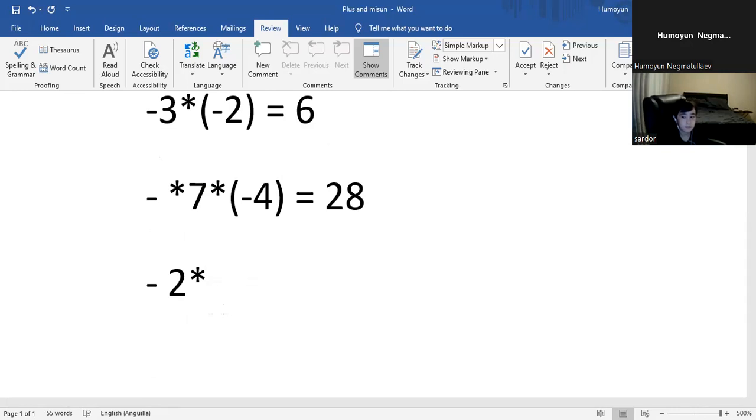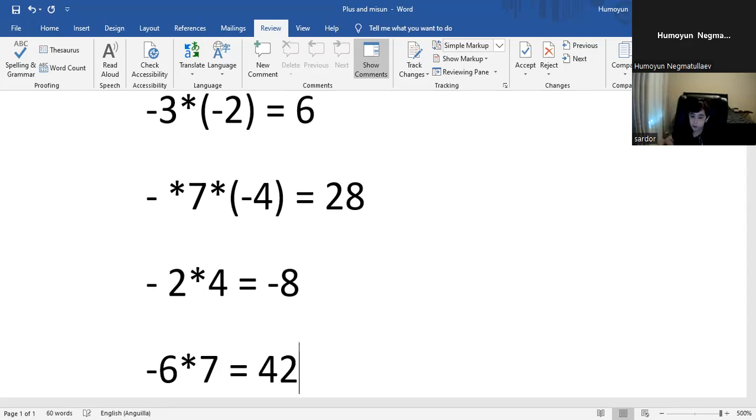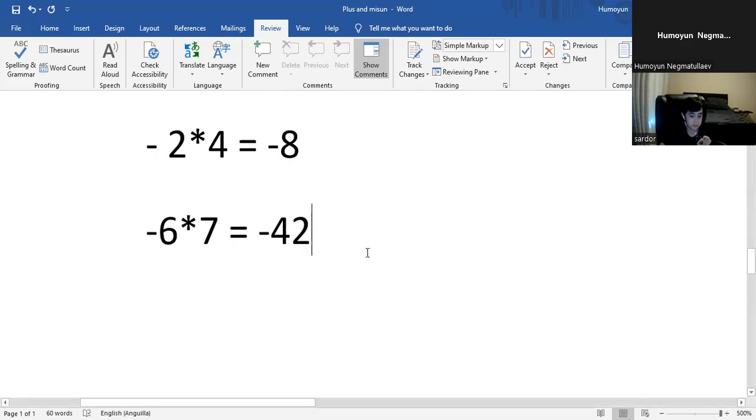Okay, 2 is multiplied by 4. So the result is going to be, quickly say it now. Minus 8. Yeah, here's the first one. If there is a minus 6 is multiplied by 7, just say. Minus 42. It's 42, yeah? No minus, yeah? We don't need to put a minus sign, yeah? What do we need to put here? Minus, yeah.